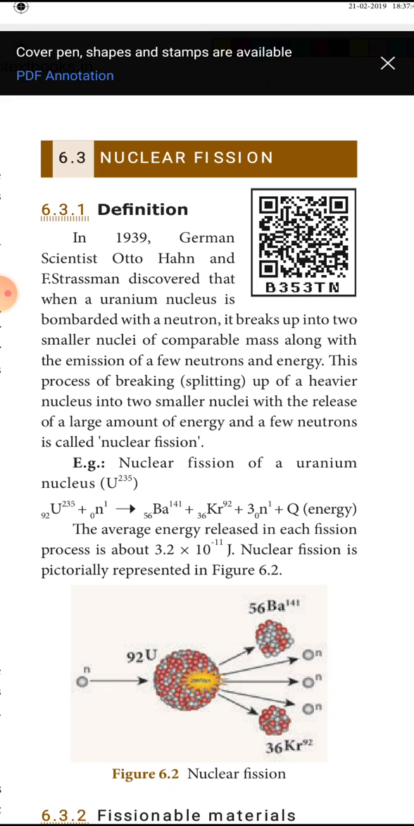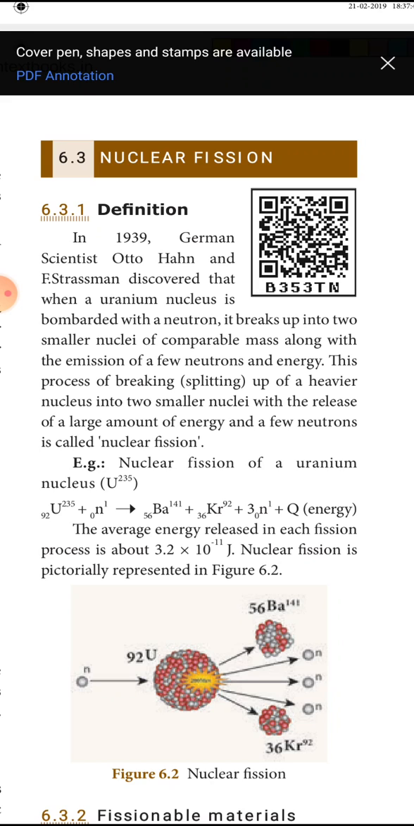The nucleus, as we studied in radioactivity, the heaviest nucleus will start decaying by emitting alpha and beta particles. If you bombard it with a small neutron, it splits up into two smaller nuclei and three neutrons. It is an uncontrolled chain reaction, and it is the basic principle of the atom bomb. So we will see the definition of nuclear fission now.